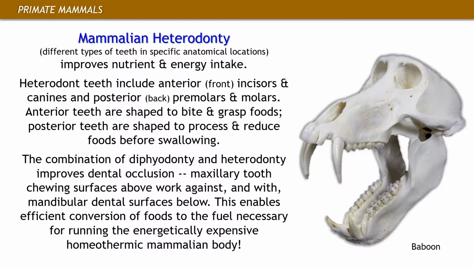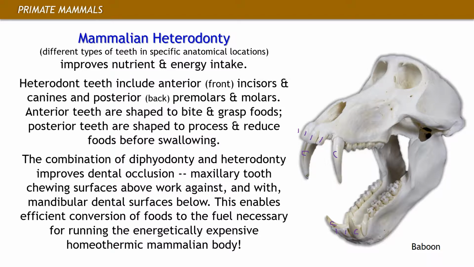So, heterodont teeth include anterior or front incisors and canines, such as these. So we've got an incisor here, and over here, and there's a little one that's not showing up back here. And then we have canines here and here. And then down below, more canines, another incisor, and another canine. Those are the anterior teeth that are involved with biting and grasping foods.